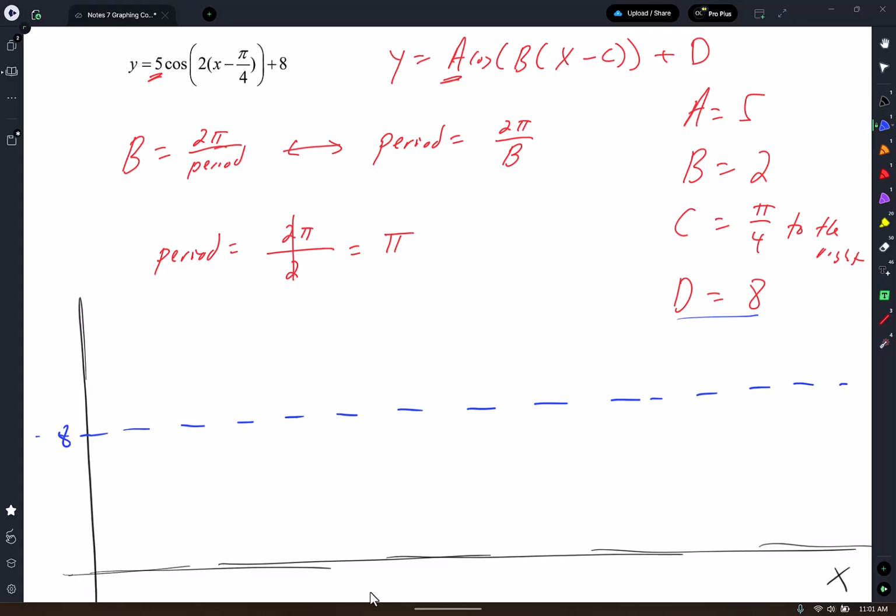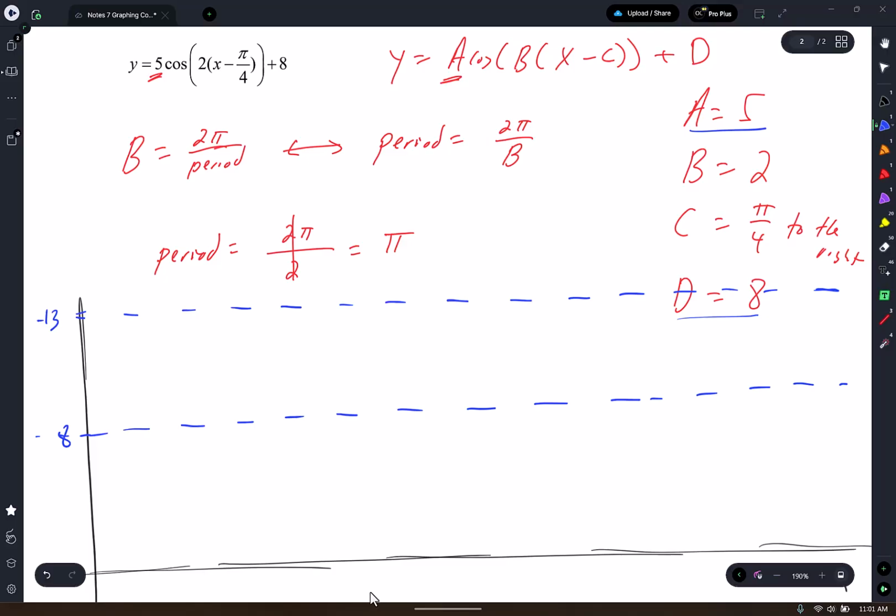Next, I'm going to get my max and my mins. So my amplitude is 5. So I'm going to go 5 above 8 and 5 below 8. What's 8 plus 5? So here's 13. You're not going to pass that line because that's the highest it goes. And I'm going to go 5 below the 8, which is what? 3. Are we okay so far, guys?